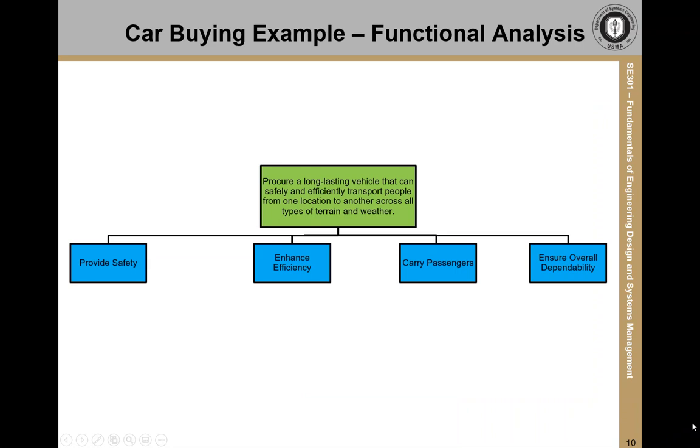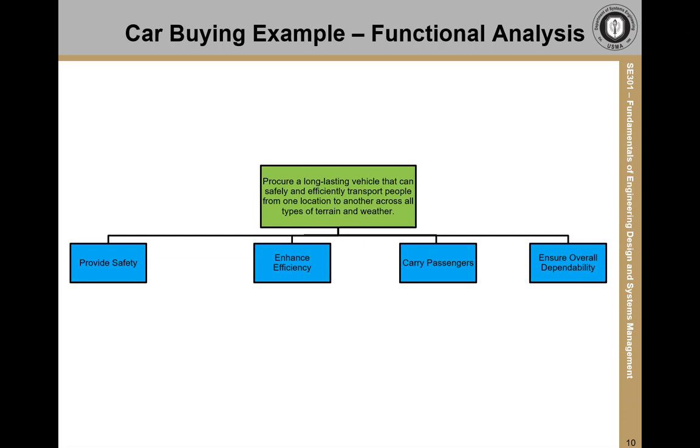Our next step in the SDP in the problem definition phase is functional analysis. So in the functional analysis, we establish first our fundamental objective and then our supporting functions. So if we're talking about buying a car, our fundamental objective would be, as stated in the green box here, we'd want to procure a long-lasting vehicle that can safely and efficiently transport people from one location to another across all types of terrain and weather.